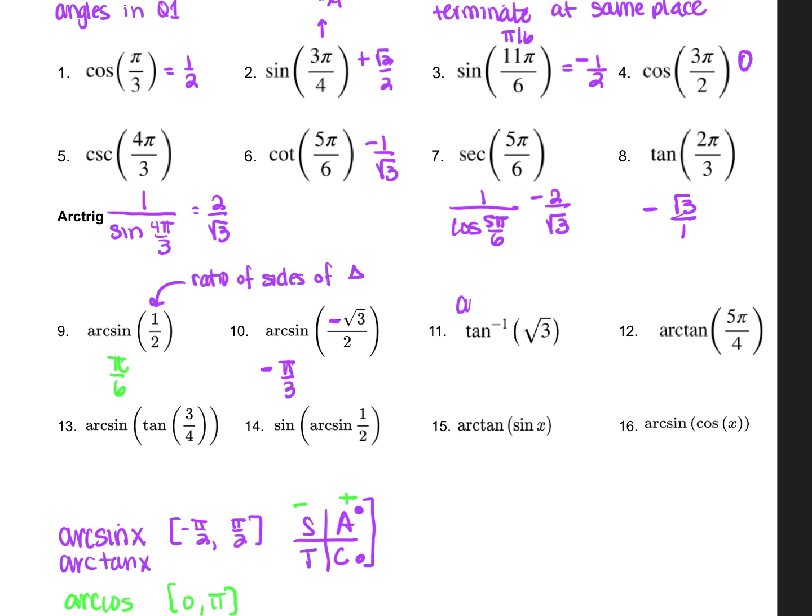This is the same thing as the arc tangent, which would be pi over 6. And arctangent of 5 pi over 4, this was totally a typo. It should not say 5 pi over 4. Let's say 1. Actually, let's say negative 1. So negative pi over 4.